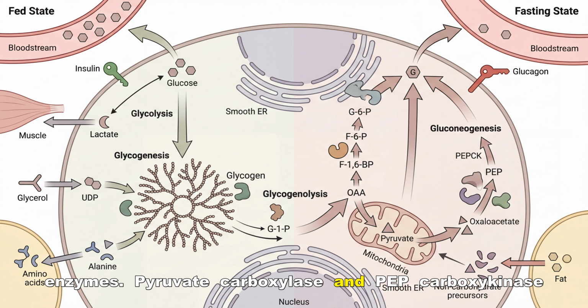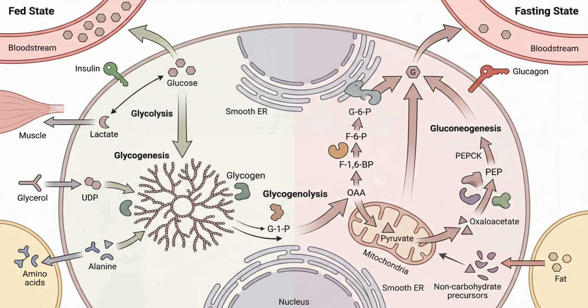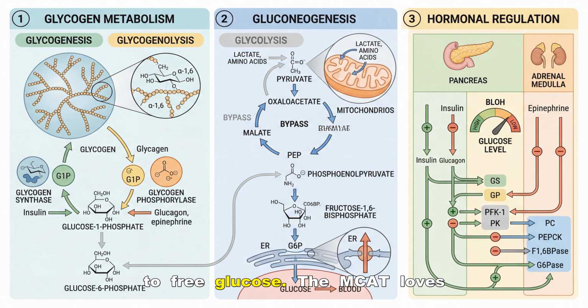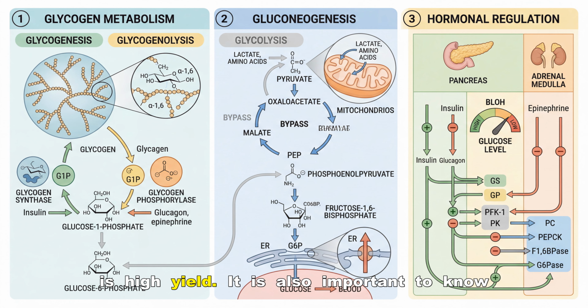Pyruvate carboxylase and PEP carboxykinase convert pyruvate to phosphoenolpyruvate. Fructose 1,6-bisphosphatase bypasses phosphofructokinase-1. And glucose-6-phosphatase converts glucose-6-phosphate to free glucose. The MCAT loves to test these bypass enzymes, so memorizing them is high yield.